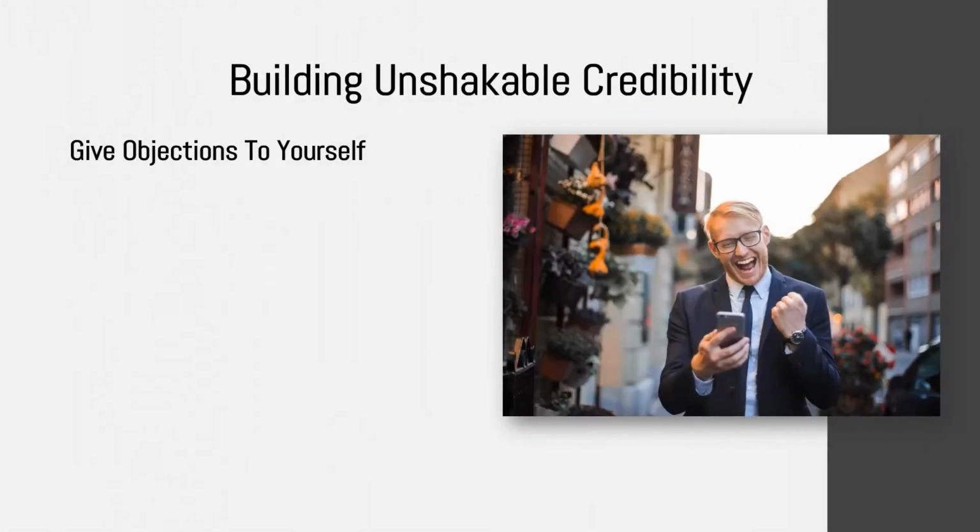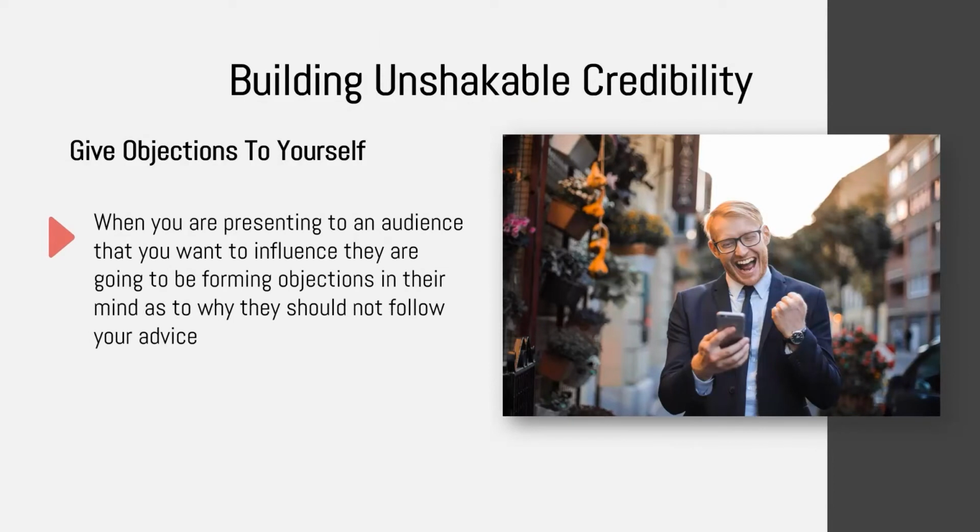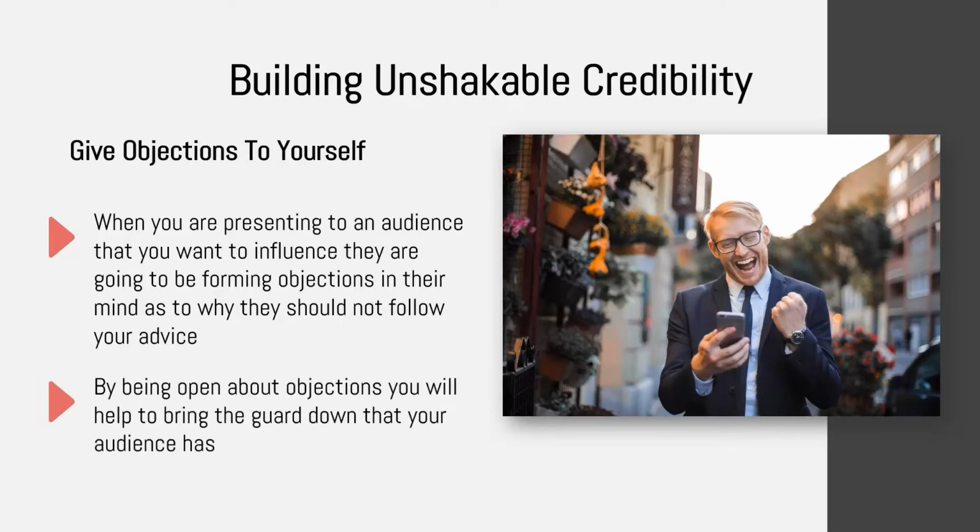Give objections to yourself. When you are presenting to an audience that you want to influence, they are going to be forming objections in their mind as to why they should not follow your advice. The best way to tackle this is to bring all these objections into the open and address them in full. By being open about objections, you will help to bring the guard down that your audience has. It helps you to connect with the way that they are thinking and improves your credibility because it demonstrates that you have done your homework and anticipated the objections.